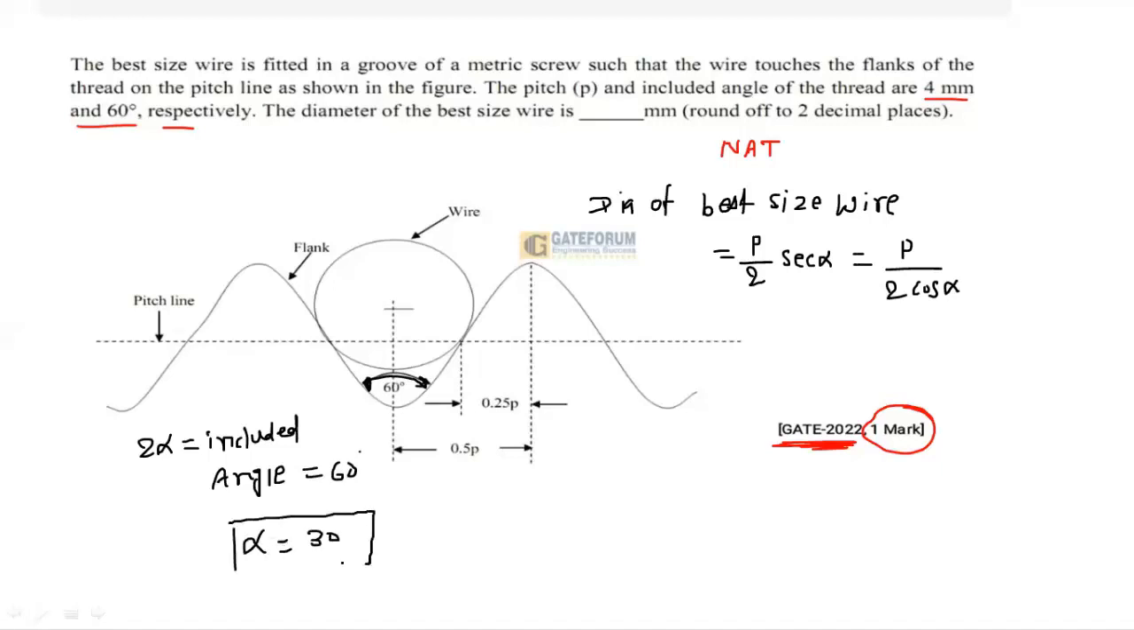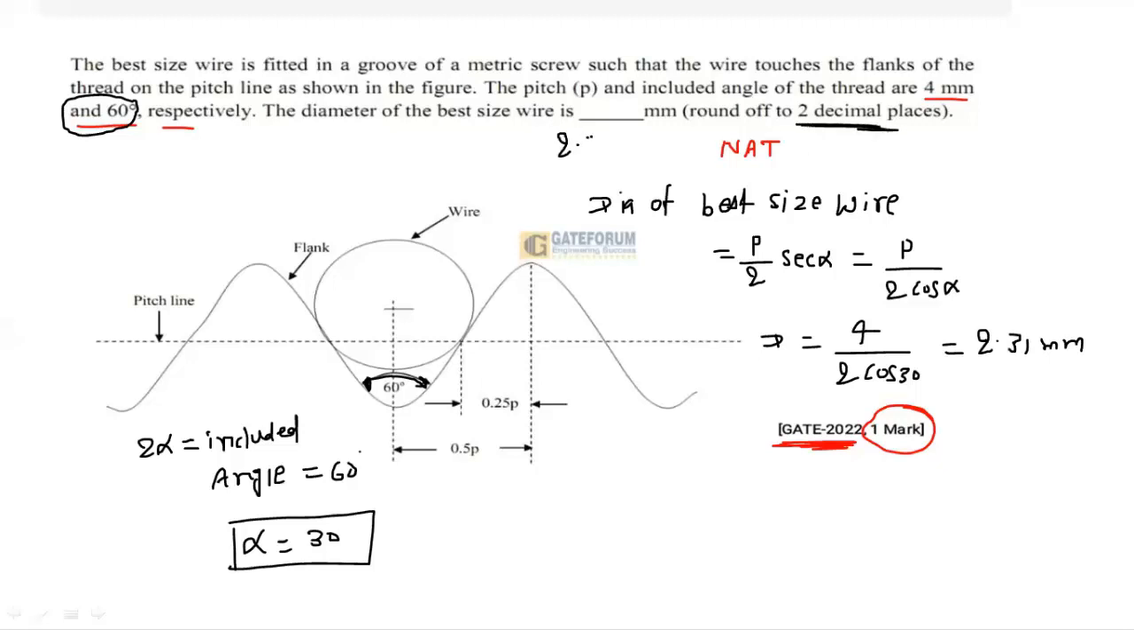Well, so in the formula, what is alpha? Alpha, not 2 alpha. So don't be confused. Sometimes a student puts the value 60 degrees instead of alpha, which will be wrong, my dear friends. That is the included angle, and I have to take the semi-included angle. So what will be the diameter? P upon 2 cos 30. What is the pitch? This is 4 upon 2 into cos of 30. By solving this, we get approximately 2.31 mm. They ask for 2 decimal places, so rounded off it will be 2.31.